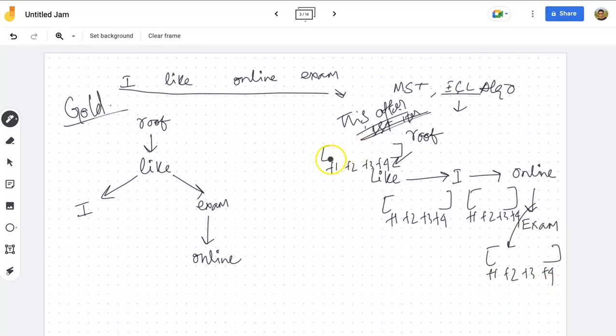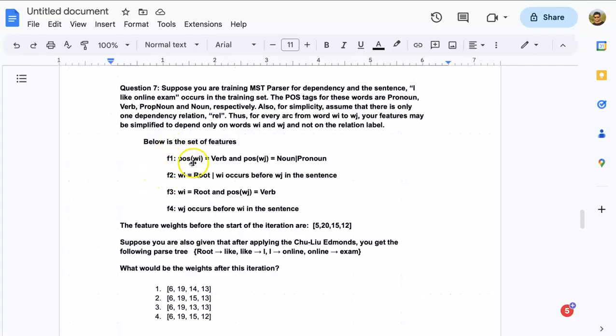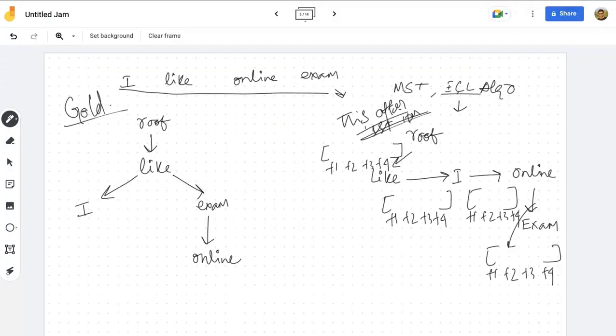Okay, now let's put the values here. First, what is the first feature? The first feature is about POS, where wi is the head part. If you have a directed edge from wi to wj, wi is the head, the source node, and wj is the target node. So the first feature is that wi would be a verb and wj would be a noun or a pronoun.